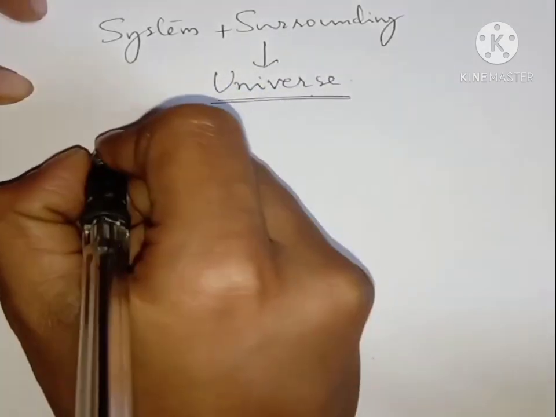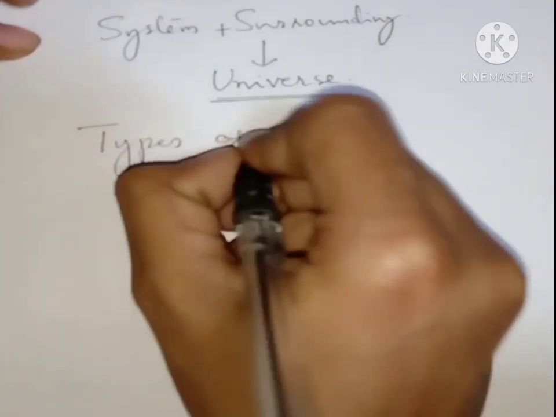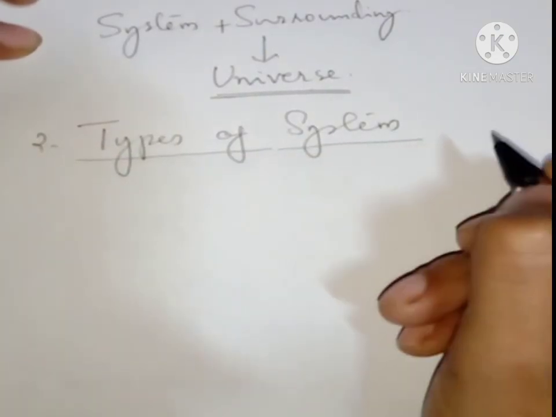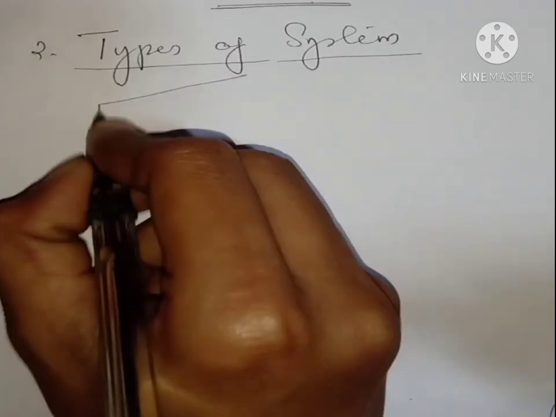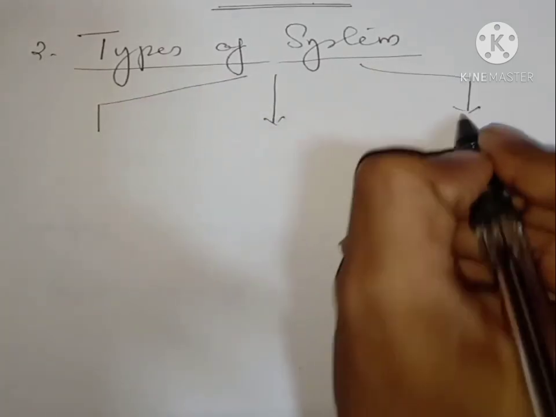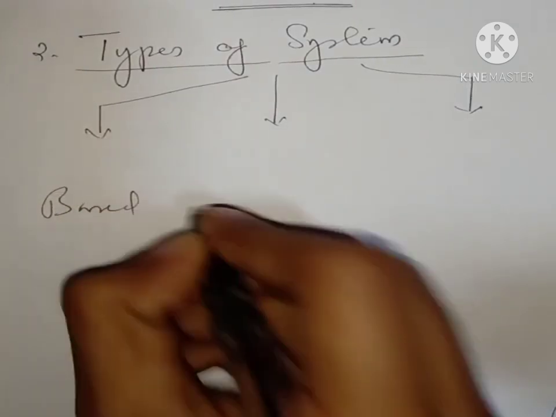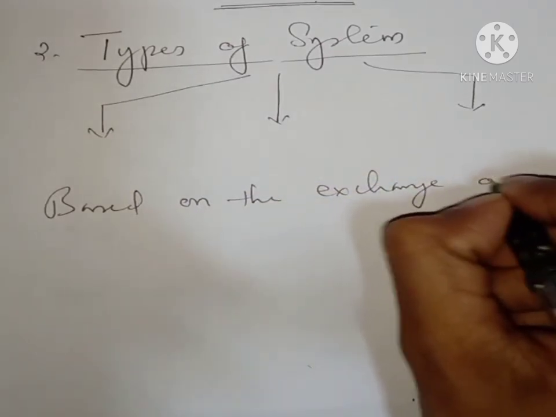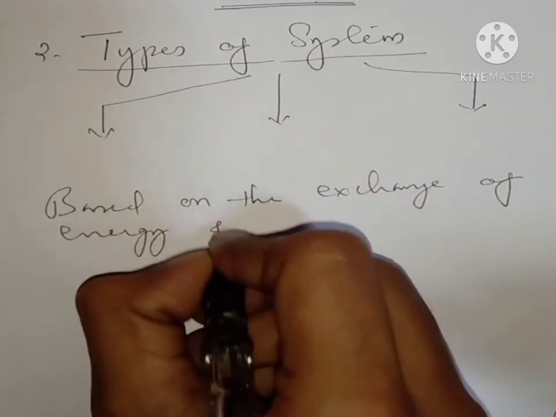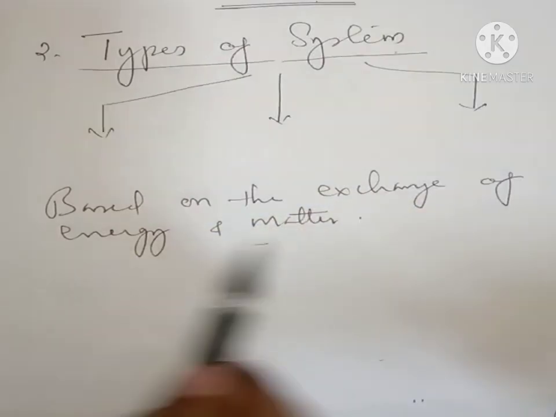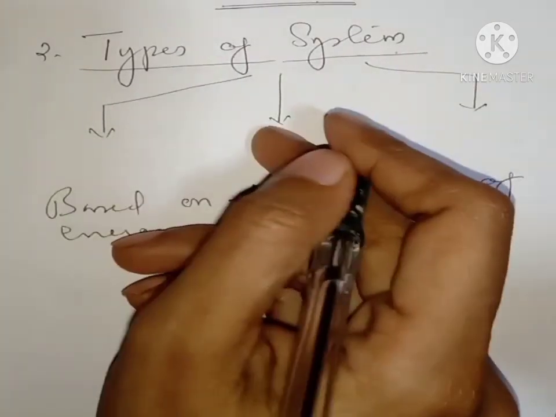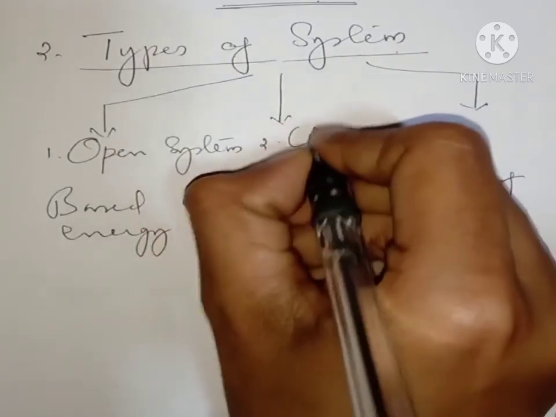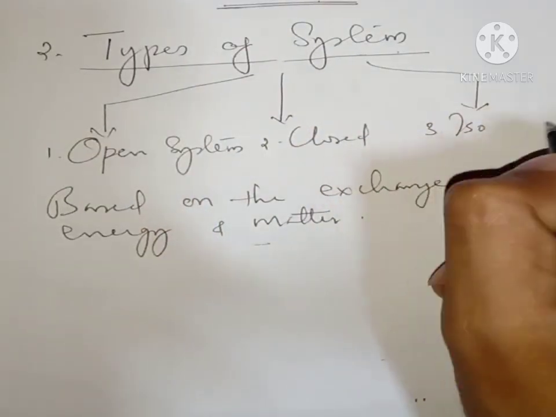Then next one, types of system. We can classify the system into three based on the exchange of energy and matter. Based on this criteria, system is classified into three. The first one is open system. Next one, closed system. And the third one is isolated system.